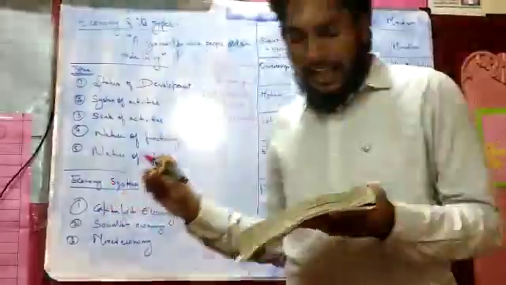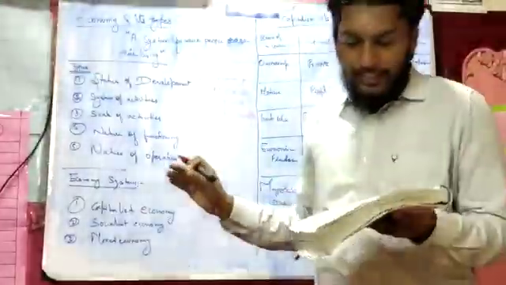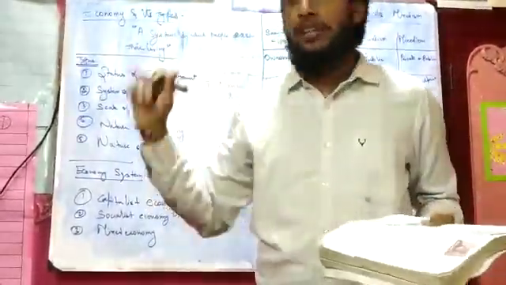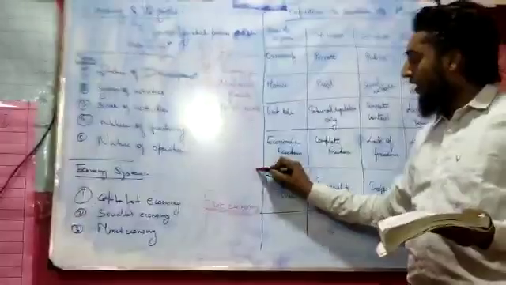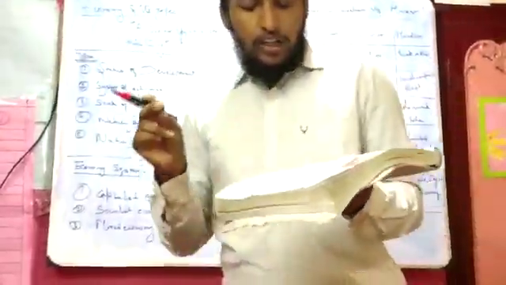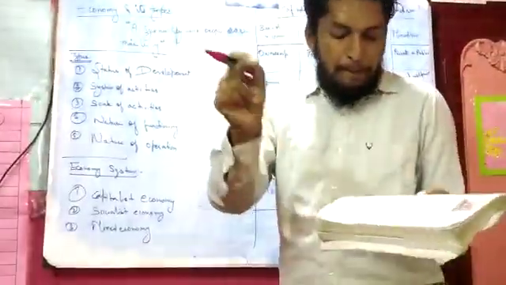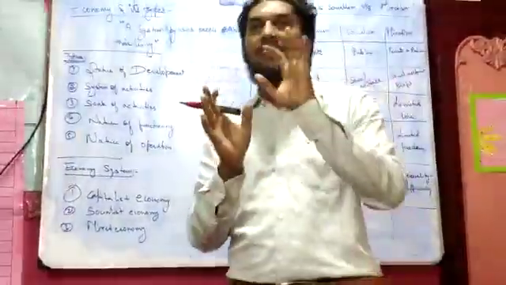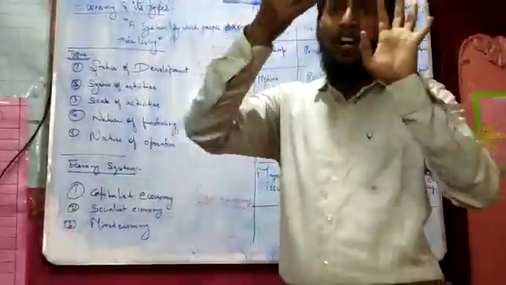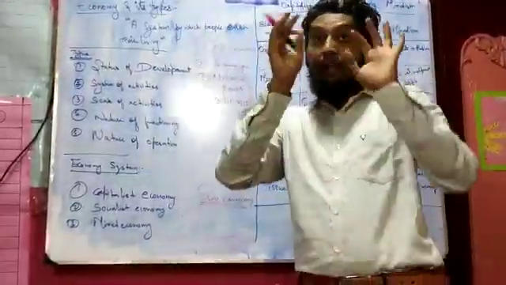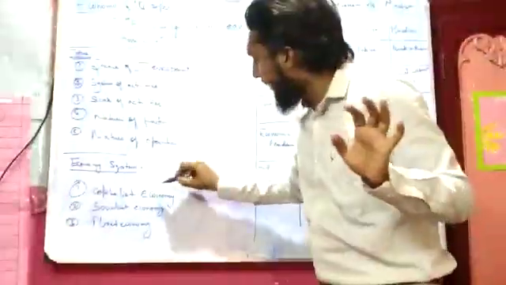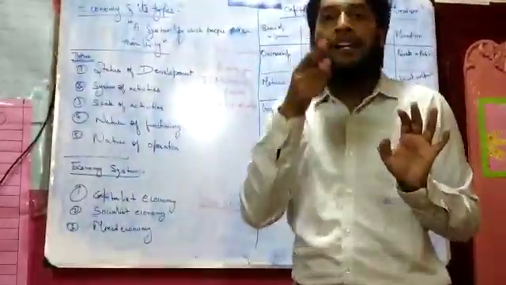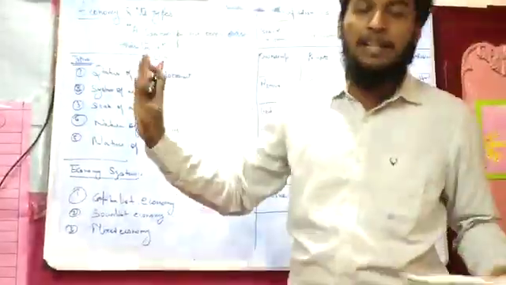In the capitalist economy, Adam Smith, the father of capitalism, says it is also known as free economy. As I already told you, capitalist economy is also known as free economy. Here, the role of the government is minimum. Market determines the economic activities. Adam Smith says the government role will be very little, and the people in the market will decide what has to be run, what has not to be run, what is going to happen, what not to happen.